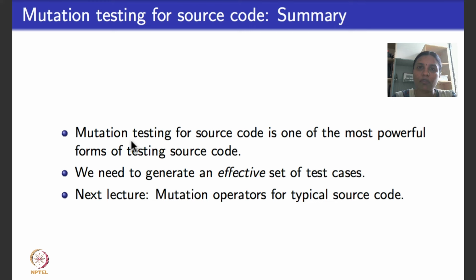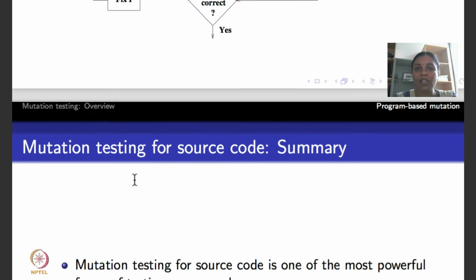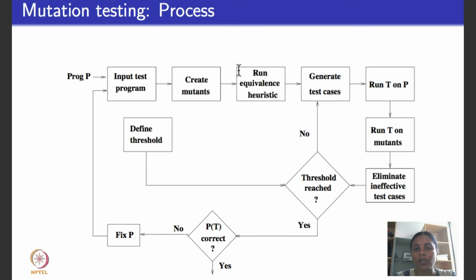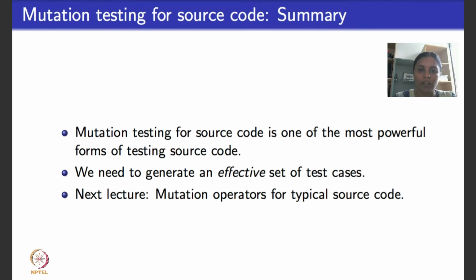So here's a summary of mutation testing for source code. It's one of the most powerful forms of testing source code. Later this week, I'll tell you how mutation operators and mutation testing subsume several other coverage criteria that we have seen. It's very powerful for both unit testing and integration testing. And the biggest problem is we need to pick an effective set of mutants that will give us an effective set of test cases, such that if the original program P has an error, using mutants we will be able to identify the error.